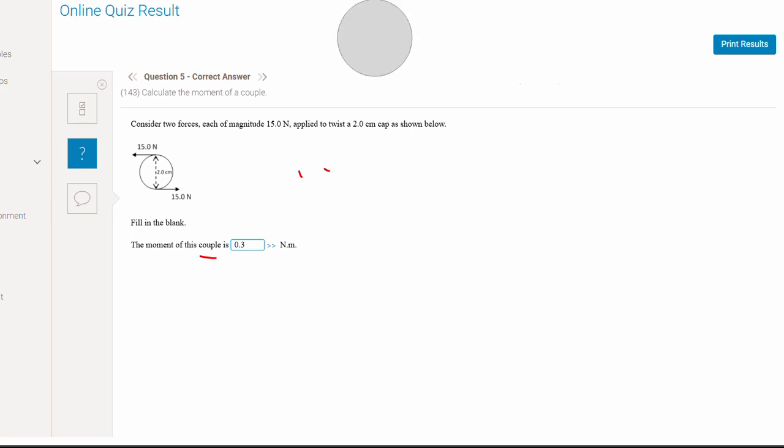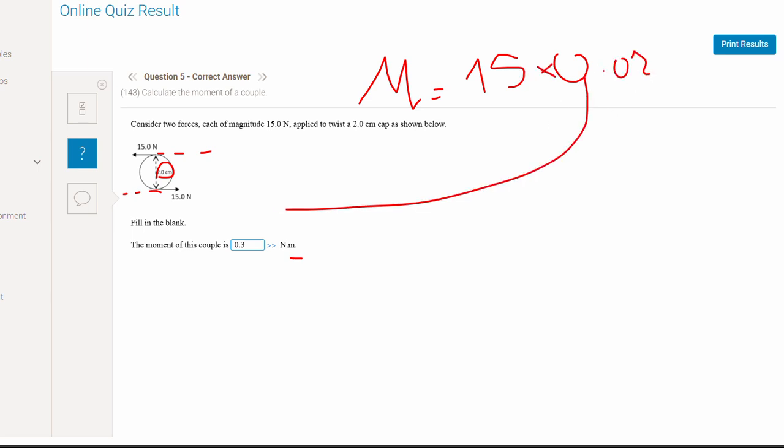So for couples, it's a really different case. The moment of them is any of the forces, they're both in the same direction, same sign, same magnitude, times the distance between both their lever arms. So we extend the lever arm here, extend the lever arm here. We have 2 centimeters, which is the distance between them. Here we want it in meters again, so it's going to be times 0.02, and you'll get 0.3. Wait, let me just make sure. 15 times 0.02. Yes, 0.3.